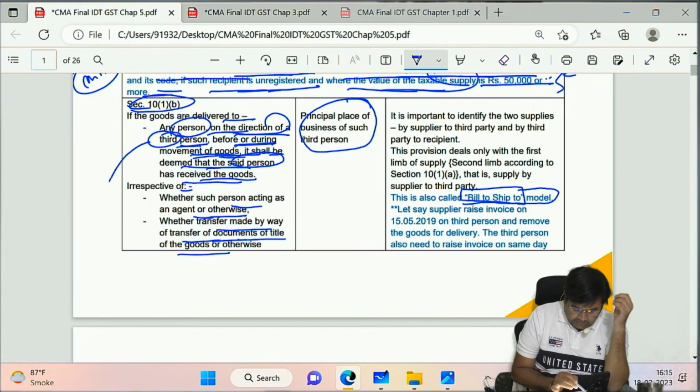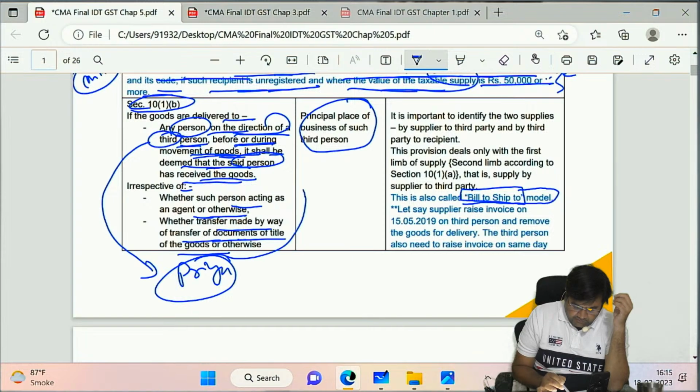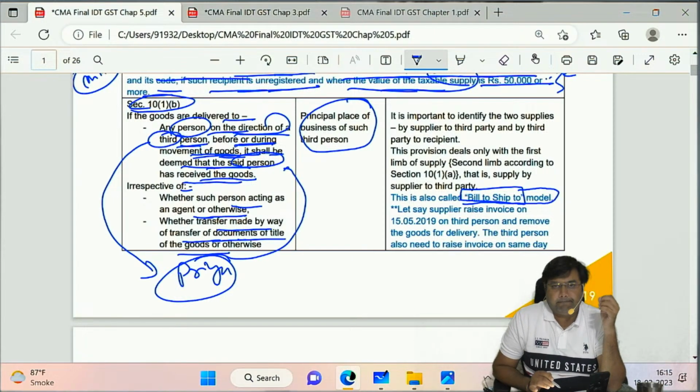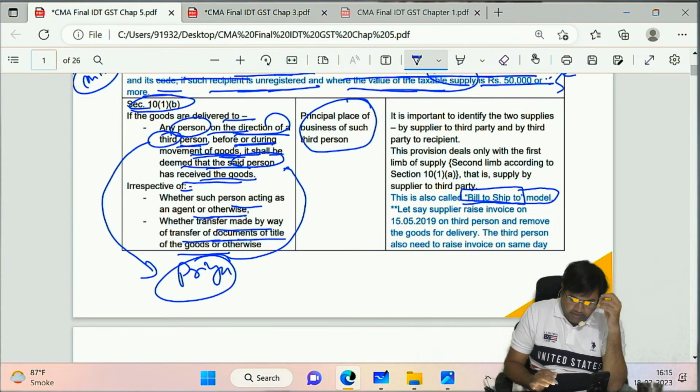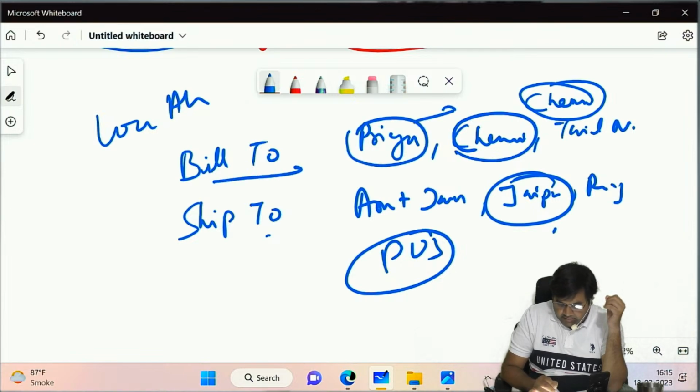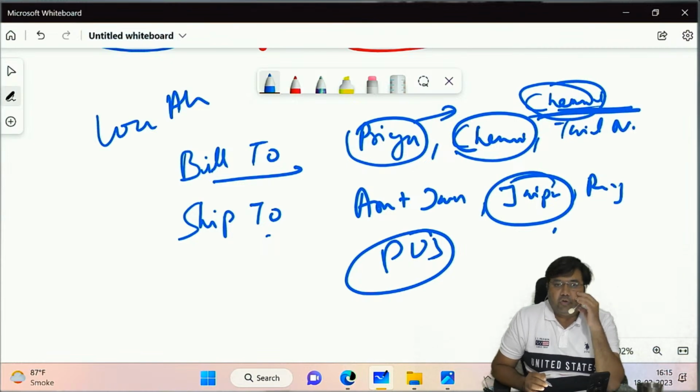This third person's name is Priya. So on her instruction, goods have been delivered to Amit Jain. So the place of supply is going to be the principal place of business of such third person. Basically, the place of supply is not going to be Jaipur, it is going to be Chennai. Third person is Priya, bill to Priya. Tamil Nadu is going to be the place of supply.